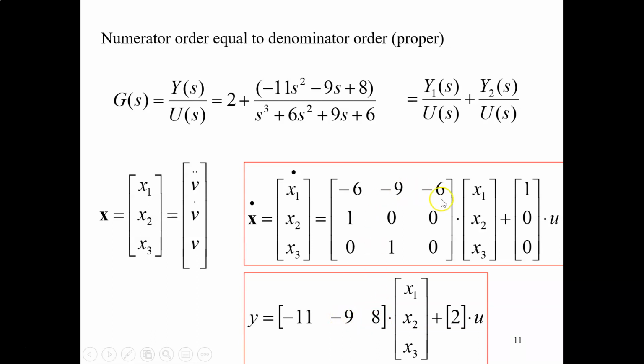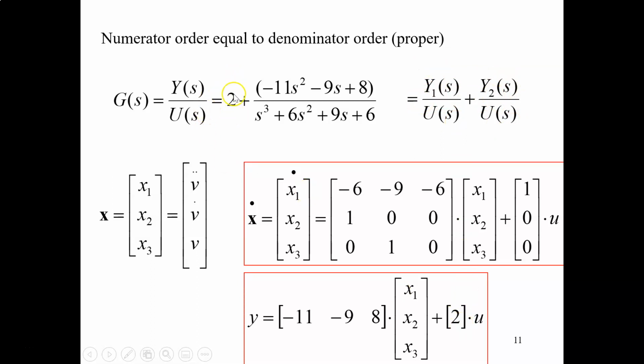That doesn't affect anything. So the state equation is the same as what we've done before with the denominator terms only. The output equation now has two parts. The values in the C matrix come from the numerator terms, x1, x2, x3. And by the way, the y and y double dot here really represent y2, not y1, because we separated the two.